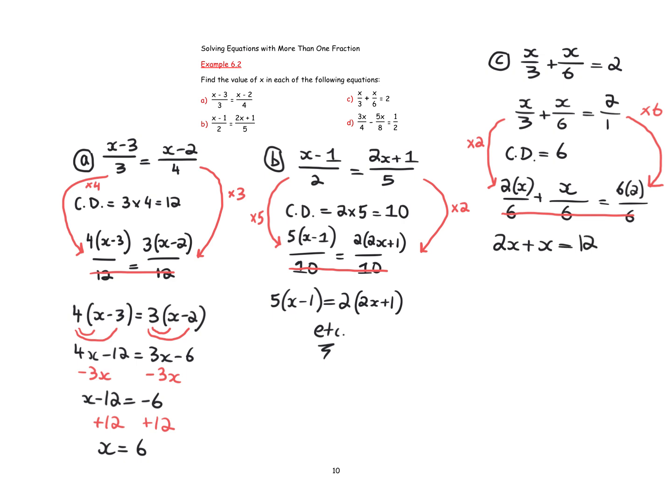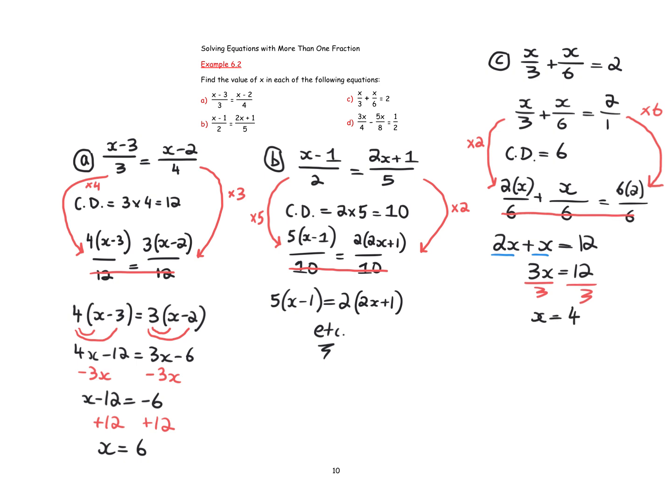Adding the like terms on the left-hand side, we have 2x and x, meaning we'll get 3x is equal to 12. And to figure out what x is, we divide both sides by 3, and we find out that x is equal to 4.